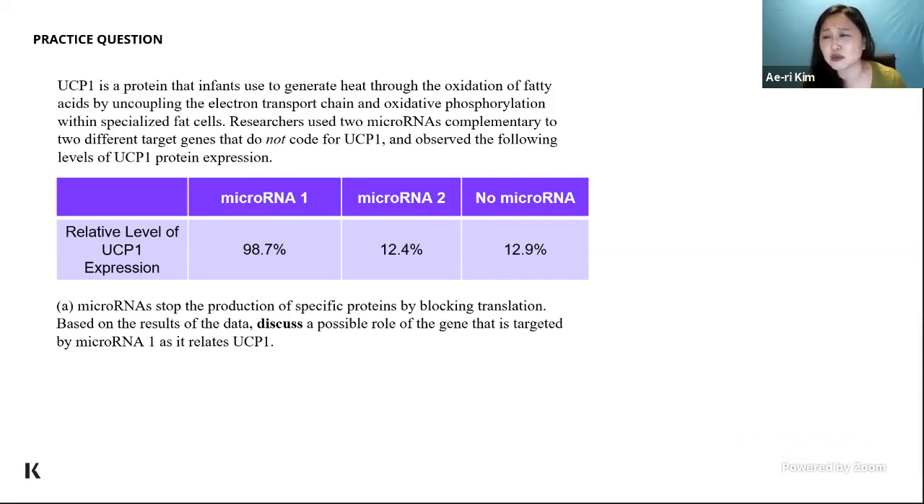So Ben says a possible role of microRNA1 is that it targets a co-repressor. It would allow UCP1 to be transcribed, translated without inhibition. Hey, I like it. I like the word repressor. I think that's an excellent usage of the data that's showing up in that table.